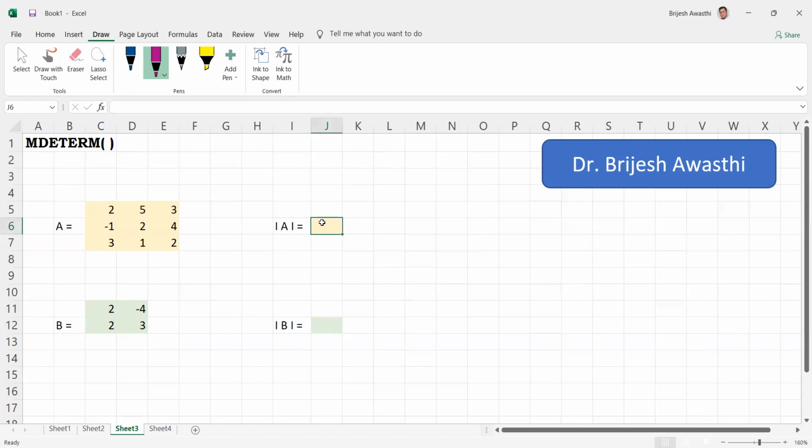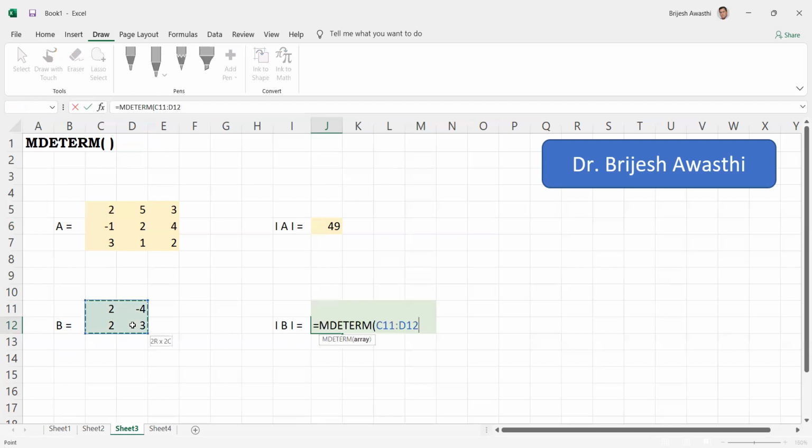So how will we calculate the value of a matrix? That means the determinant of matrix A and the determinant of matrix B. It is very simple: equals to MDETERM. The function is MDETERM. You select the array, simply close the bracket and enter. You will find the determinant of matrix A. Now again, we have another example, a 2 by 2 matrix. We are going to calculate its determinant. Just press equals to MDETERM, select the array, close the bracket and enter. You will find the determinant of the matrix. And the determinant is the value of a matrix.